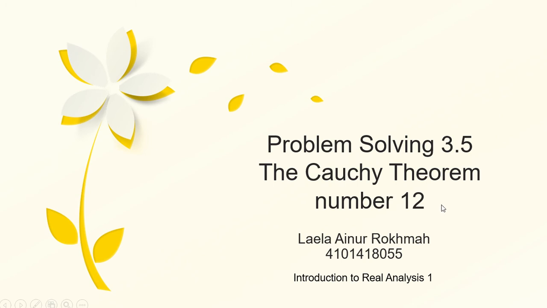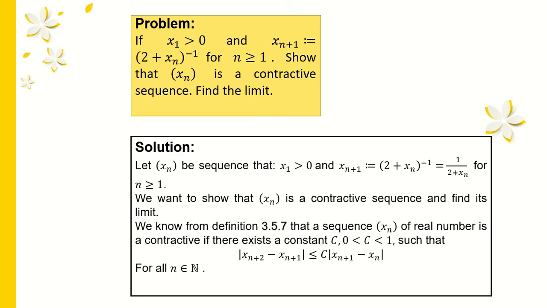I want to show about problem solving 3.5, the Cauchy theorem number 12. The problem is, if x1 greater than 0 and xn plus 1 equal to 2 plus xn power minus 1 for n greater than or equal to 1, show that xn is a contractive sequence and find the limit. The solution is, let xn be a sequence that x1 greater than 0 and xn plus 1 equal to 2 plus xn power minus 1. This is also equal to 1 over 2 plus xn for n greater than or equal to 1. We want to show that xn is a contractive sequence and find its limit.